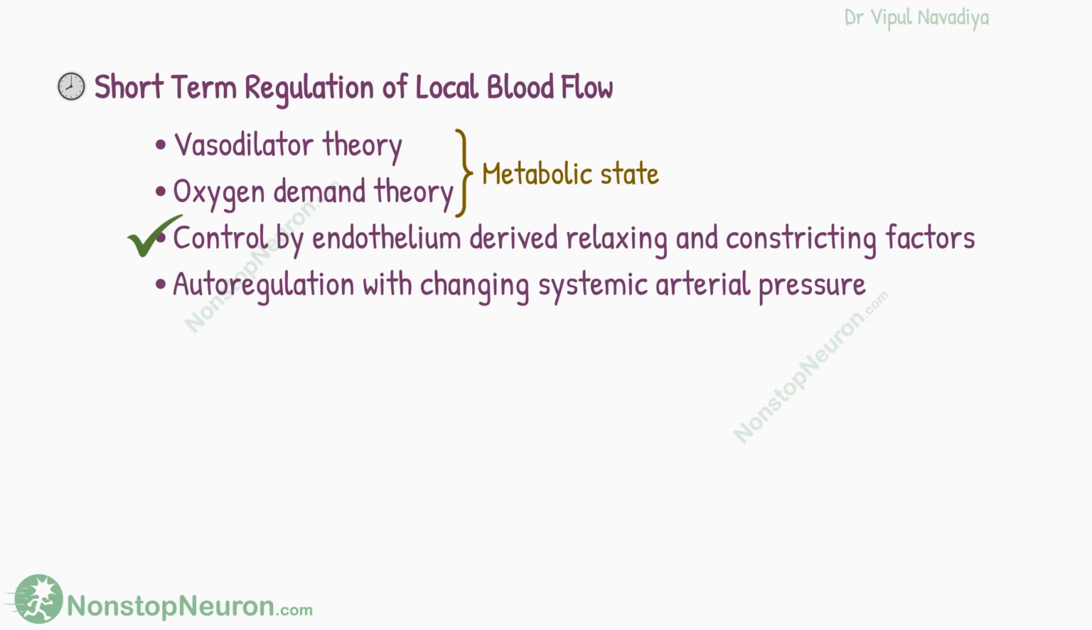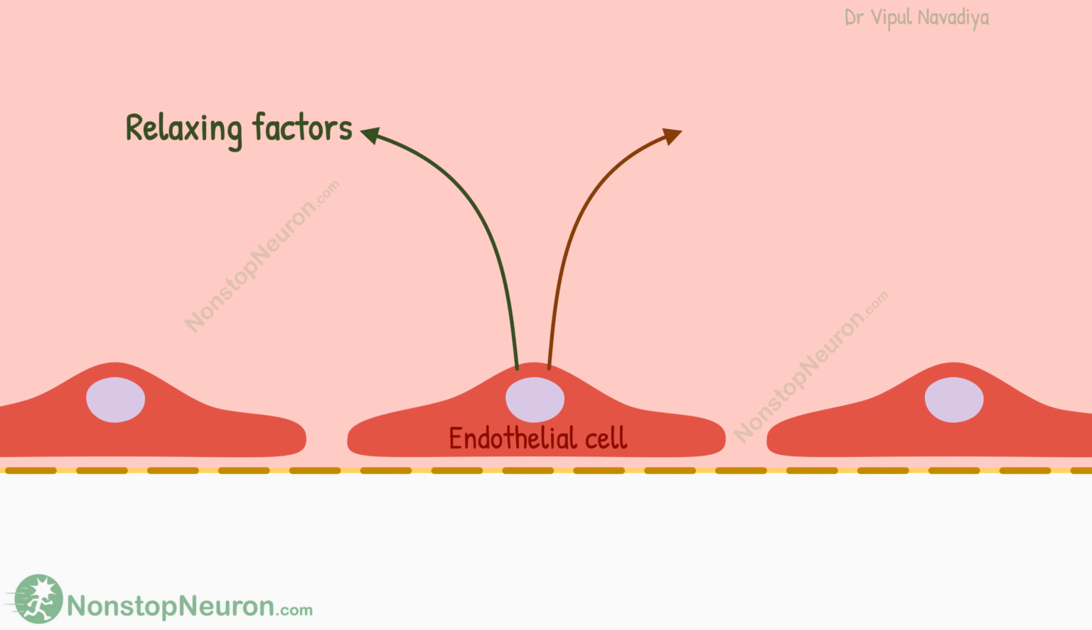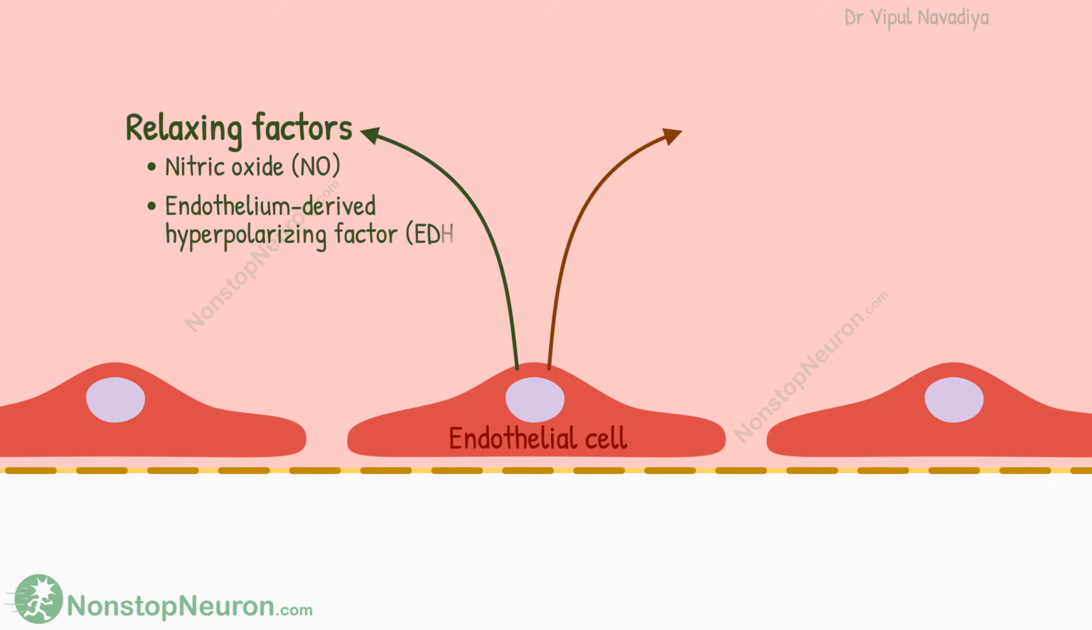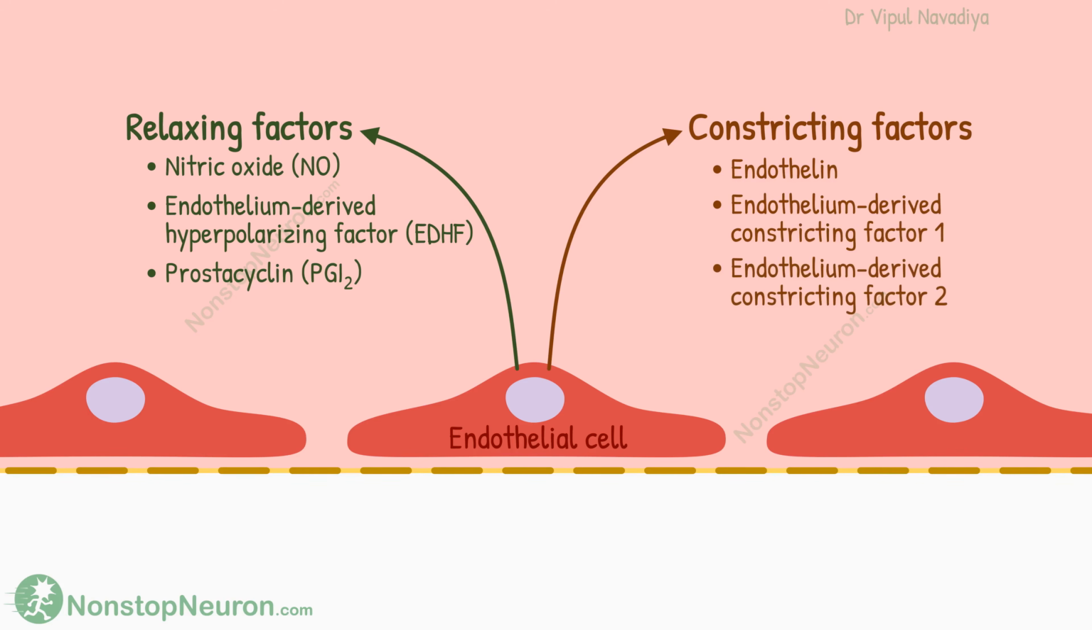Now let's see the control by endothelium-derived constricting and relaxing factors. As per the name, these are the factors secreted by endothelium. Here we have relaxing factors like nitric oxide, endothelium-derived hyperpolarizing factor, and prostacyclin, PGI2. And constricting factors, like endothelin, and endothelium-derived constricting factor 1 and 2. Among dilators, the most important is nitric oxide. It's also called endothelium-derived relaxing factor.